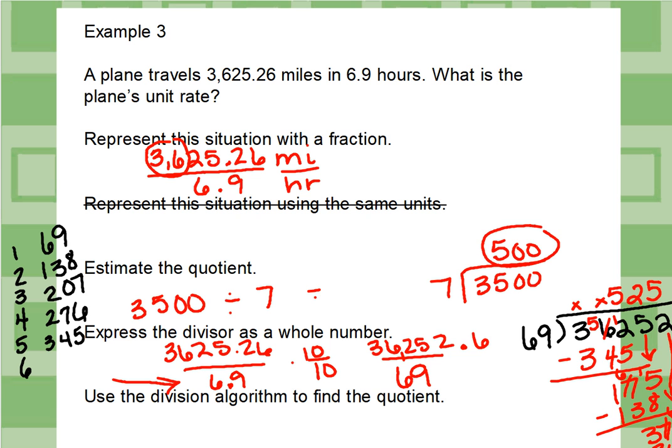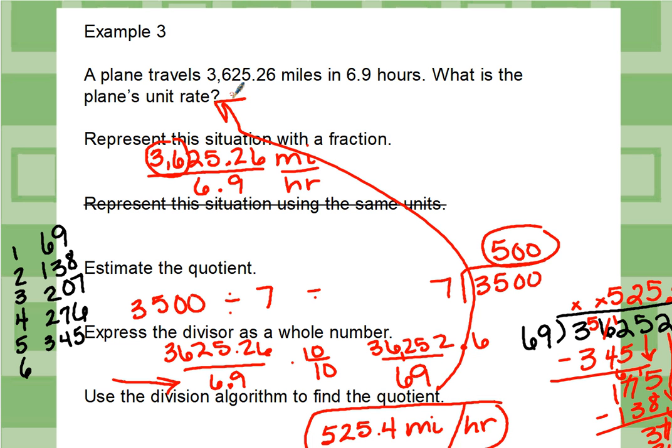And let's go ahead and bring down our 6. And yay, it went in there exactly 4 times, which is 276, and my decimal comes straight up. So my answer is 525.4 miles per hour. And there is my answer. Notice it is a unit rate because it's per 1 hour.